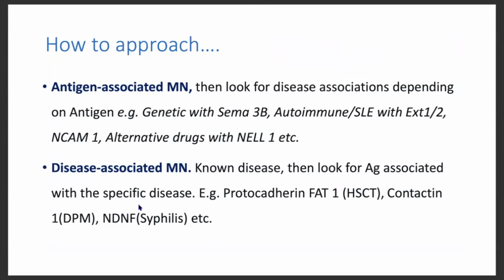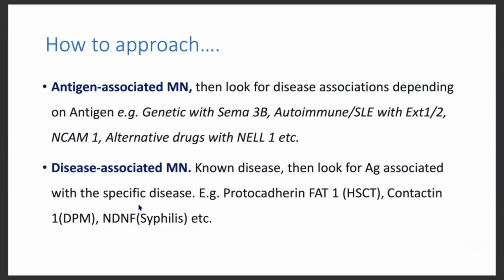So the approach, as per my experience and as per the consensus classification, would be two-pronged. Either you approach it as an antigen-associated membranous GN, where you first look for the antigen, and then you go forward depending on what you get, and then you decide clinically and other things. The second is when you have an upfront type of disease in which an association is there. It will be a directed study thereafter. So if you have a specific disease like HSCT, you just go ahead and do a FAT1, the protocadherin FAT1. Or if the patient has syphilis, we will just do an NDNF. So this is how you should ideally proceed in a case.